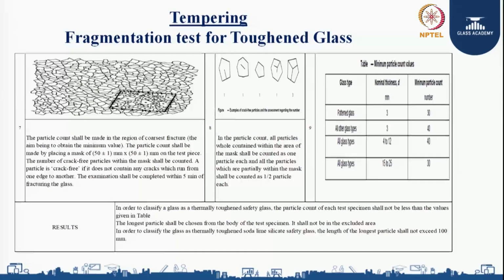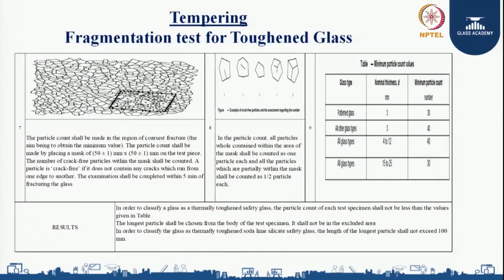Results. In order to classify a glass as a thermally toughened safety glass, the particle count of each test specimen shall not be less than the value given in the table. For example, if it is 6 mm thick, I should get a minimum 40 particles. The longest particle shall be chosen from the body of the test specimen. It shall not be in the excluded area. So we need to identify the longest particle, and it should not be in the excluded area. In order to classify the glass as thermally toughened soda lime silicate safety glass, the length of the longest particle shall not exceed 100 mm.